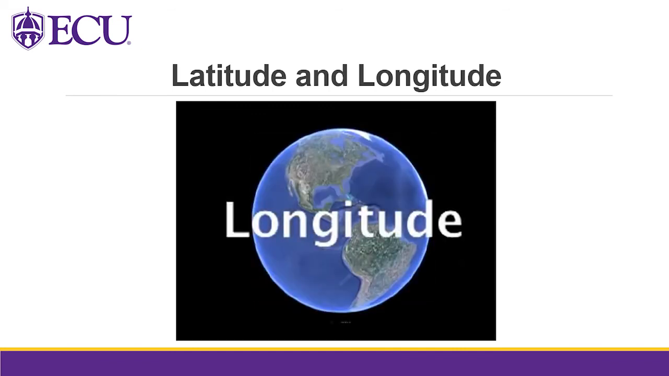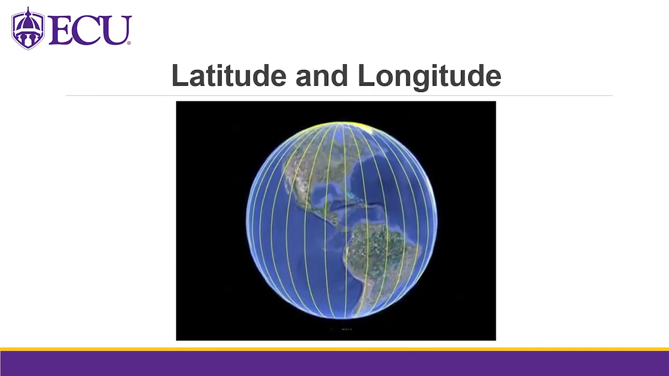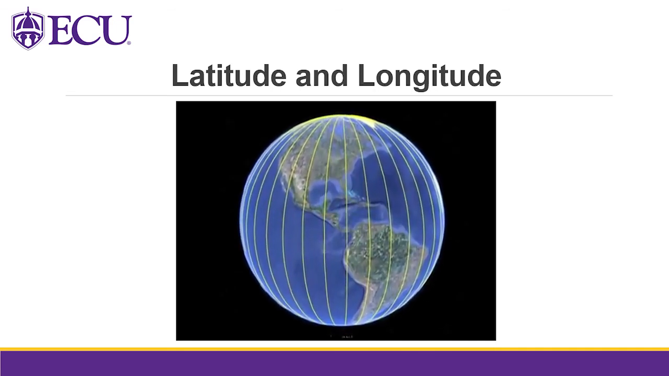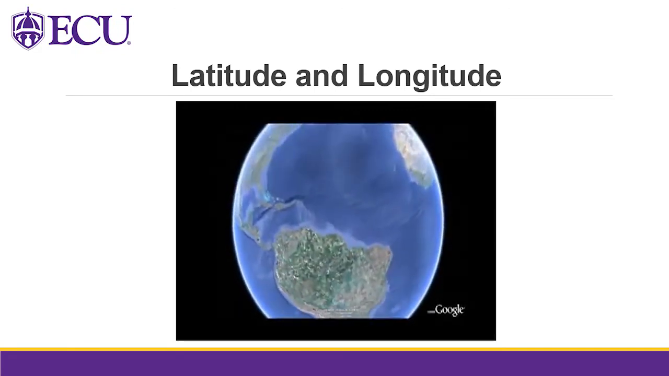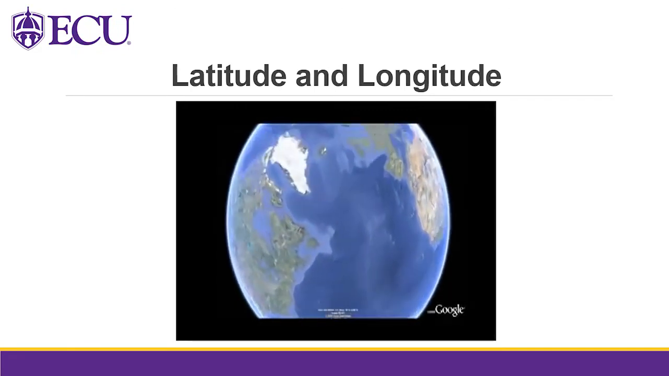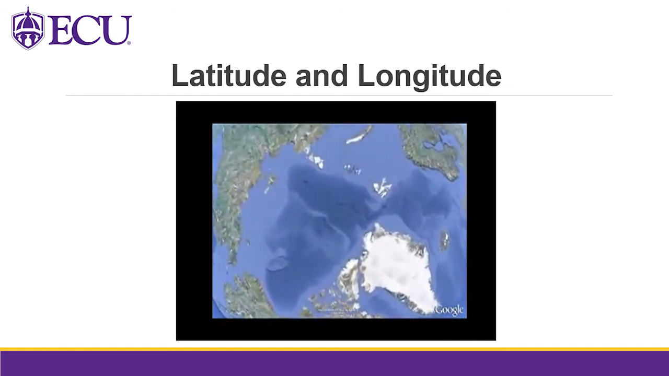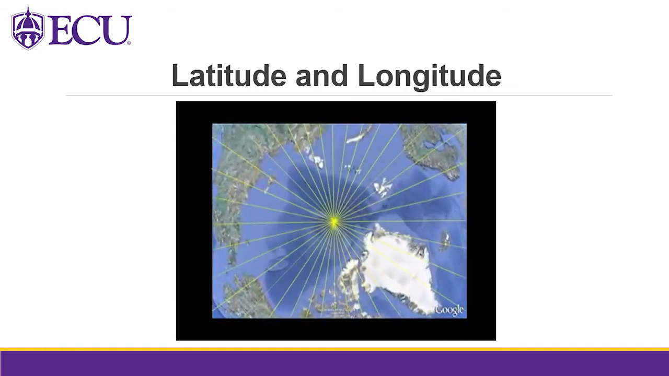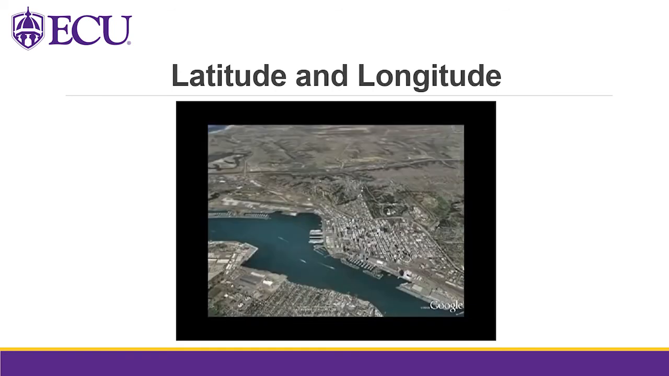Longitude. The lines that run north and south are called meridians of longitude. These lines are measured the same way as parallels of latitude using degrees, minutes, and seconds. However, unlike latitude, lines of longitude are not equidistant from each other. Meridians intersect at the north and south pole. 0 degrees longitude is called the prime meridian. It passes through the Royal Greenwich Observatory in Greenwich, England.